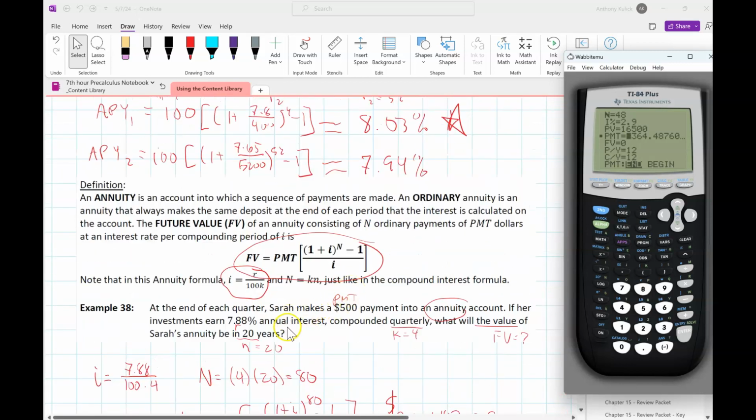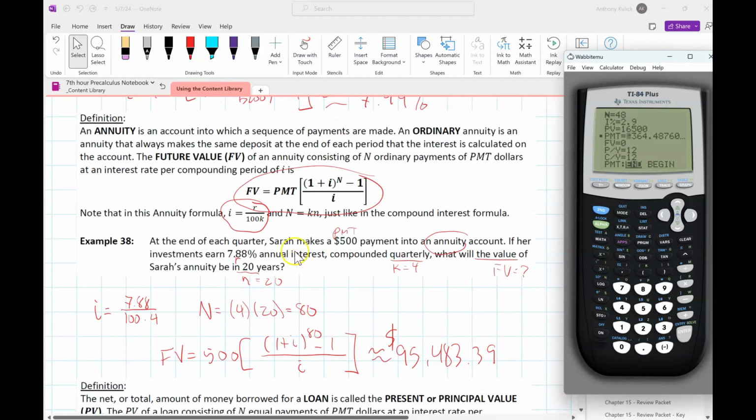And this will work for any of these kinds of problems, right? Let's go to example 38. We're making a $500 payment. So I go to payment. That's going to be 500, and I'm going to make that negative 500. Listen, please, so you know how to use this because it's a nice tool. I'm making that negative 500 because I'm taking $500 of my money and putting it somewhere else. So it's negative, coming out of my pocket. It's going into this bank account or whatever. Is everybody okay with that?